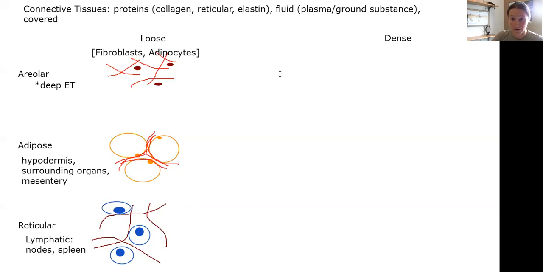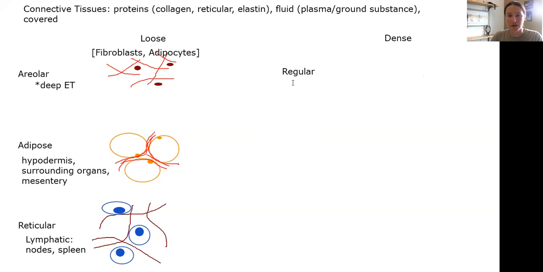Okay, dense connective tissues essentially have the same types of fibers as the loose connective tissues, but there's a heck of a lot more of them. Within the dense, those fibers can be arranged either regularly, so nice and parallel to each other, or irregularly.